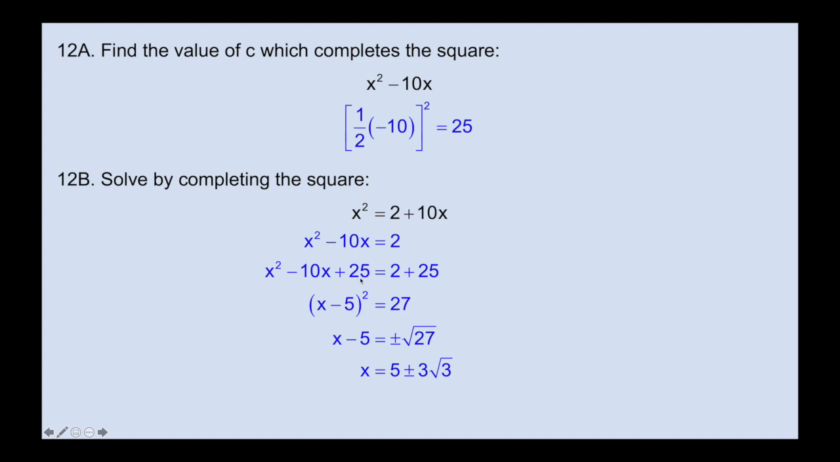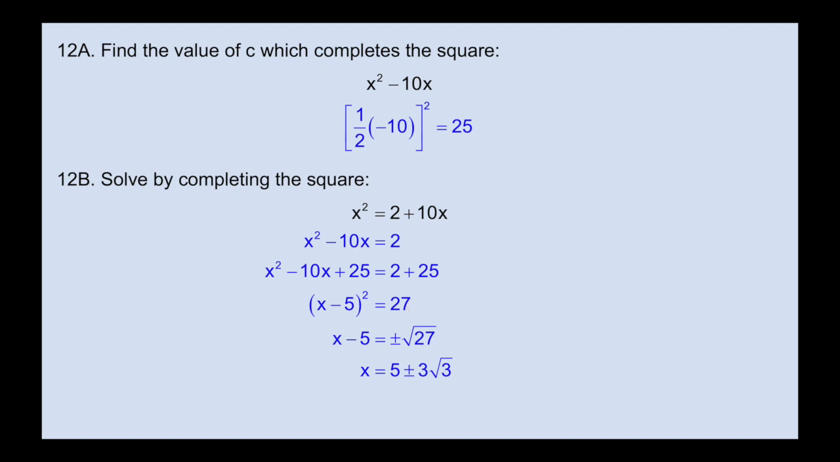From there, I will factor this out. And we've talked about this before. When I go to factor this one, it is going to be the quantity x minus 5 squared. Now, I had to do the same thing on the right side here. So 2 plus 25 adds together to give me 27.